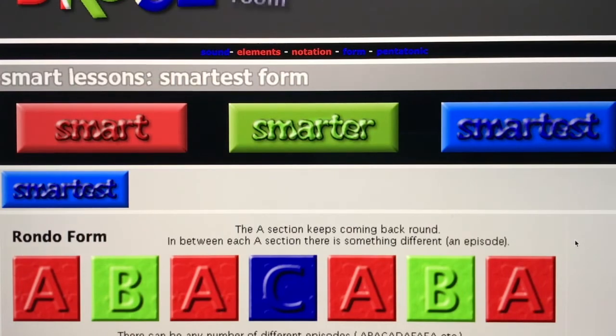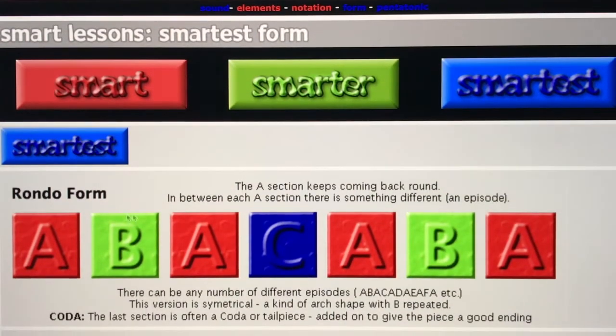So if we look at all the different sections, we've got A, B, A, C, A, B, A. So which one of these do you think is the one that keeps coming back round all the time? The A section keeps coming back round. In between each A section there is something different, an episode we call it. And because it's different, we've got a different letter name for it and a different colour to make it easier for you to see the pattern.